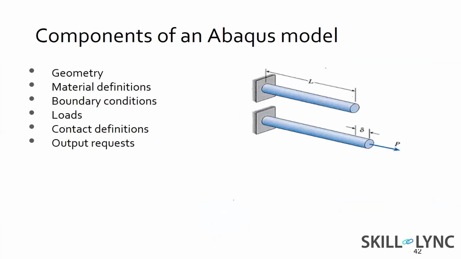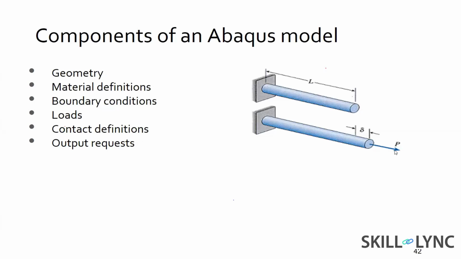So no matter what the type of analysis is, the components of an Abaqus model are, again, the geometry of the model: how thick the body is, how many elements we will have in this bar, and so on. The material definitions: what is the material of the bar? Is it steel or is it aluminum? And boundary conditions: where is the bar attached? Can it move in X? Can it move in Y? Is it fixed? Etc. What are the loads on the body?